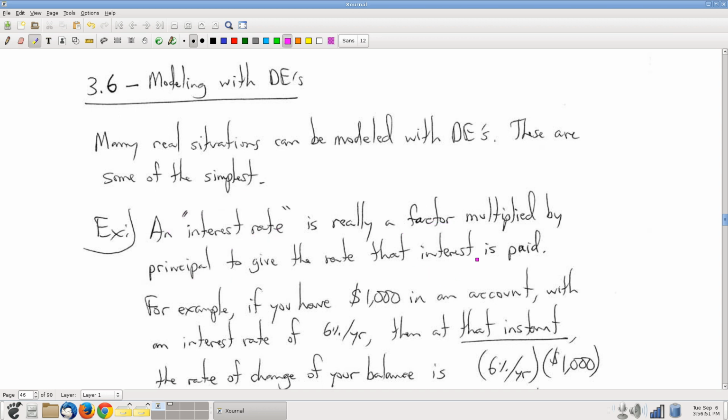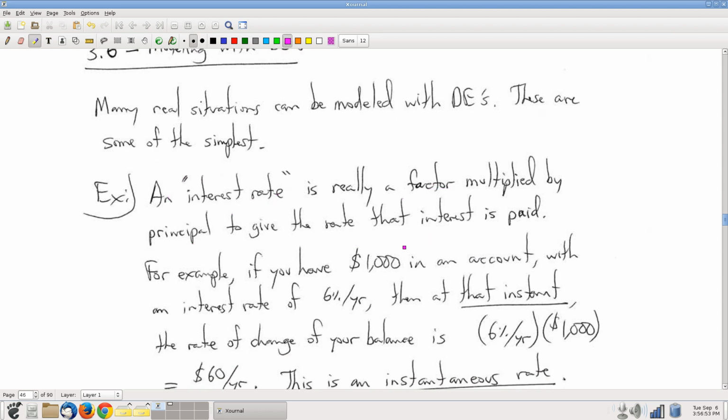So here's an example. Suppose you have $1,000 in an account, and let's suppose that the interest rate is 6% per year. Now, commonly, this would just be called 6%. But to be precise, interest rates have to be per unit time. So what people typically call 6% is actually 6% per year. Sometimes they'll say 6% per annum.